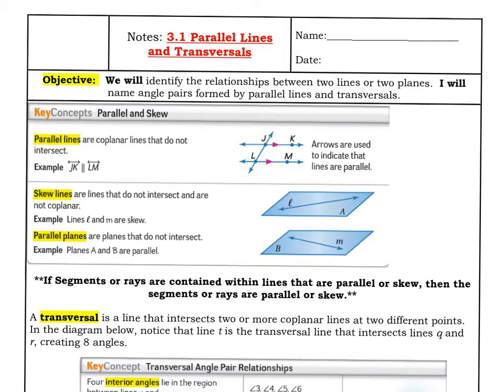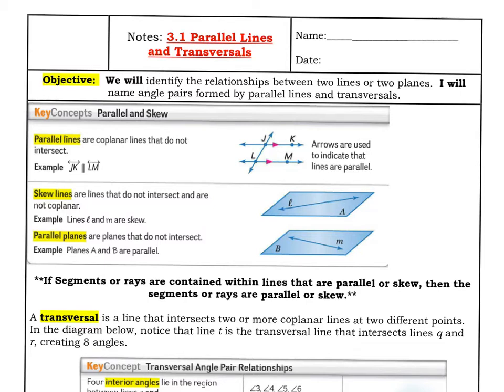Hey folks, welcome to Chapter 3, Section 1, Parallel Lines and Transversals. At the beginning of these notes I'm just going to go over a bunch of definitions and then we'll get into some examples after that.